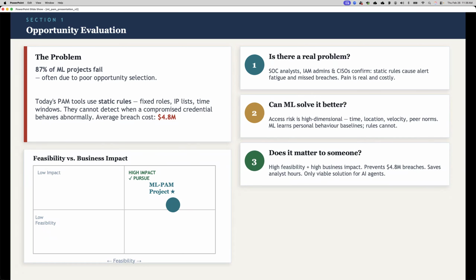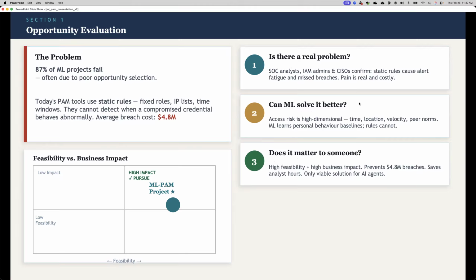A large percentage of machine learning projects fail because teams choose problems that aren't well suited for ML. To avoid that trap, I evaluated this idea using the three criteria from the course. Number one, is there a real problem? Number two, can ML solve it better than alternatives? And number three, does solving it actually matter or help solve some pain points?